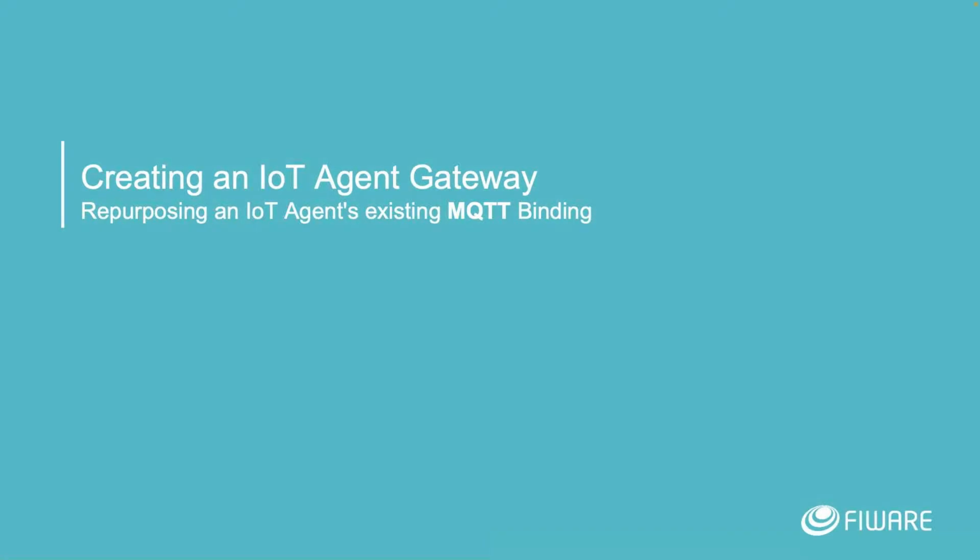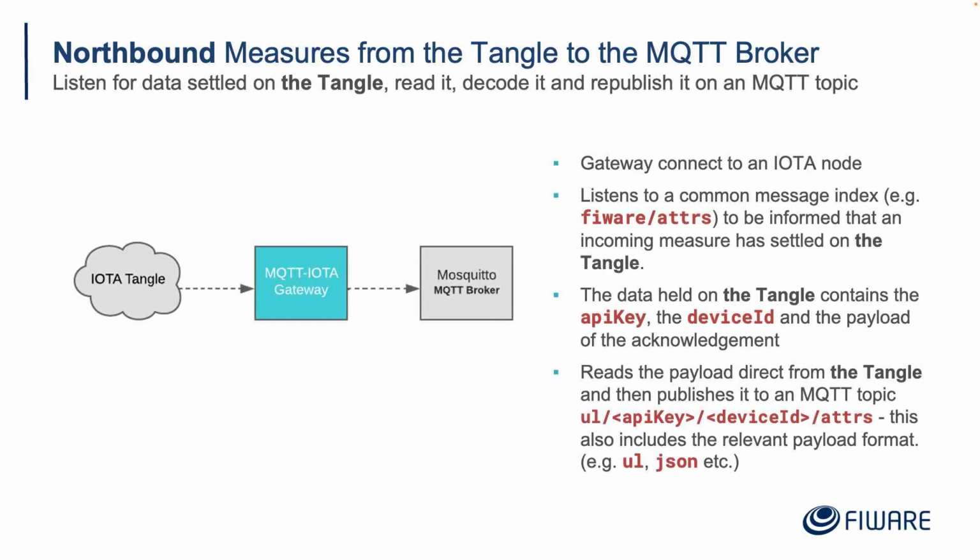But there's more. This is so far just going into the device, into the Tangle, but obviously we need to get the Tangle somehow into the IoT agent. And this is done by repurposing the MQTT gateway, MQTT binding. The IOTA Tangle itself, we need to listen on to this attrs and be informed that something is settled. Once something is settled, we can then create an appropriate key.